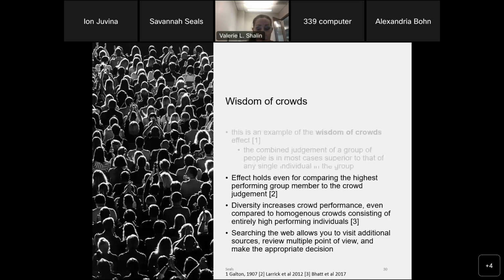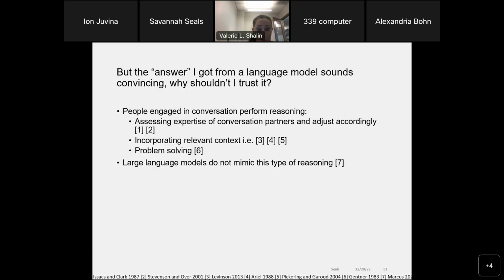A slide disappeared here. But the main point is that when you search the internet yourself for an answer, you're benefiting from this wisdom of the crowds effect, and you're not benefiting from that when you're asking a language model for something.